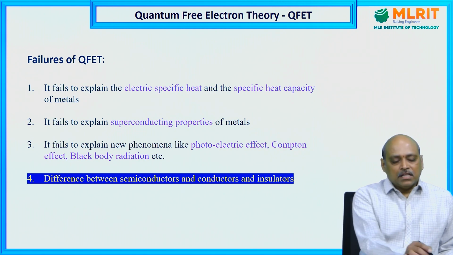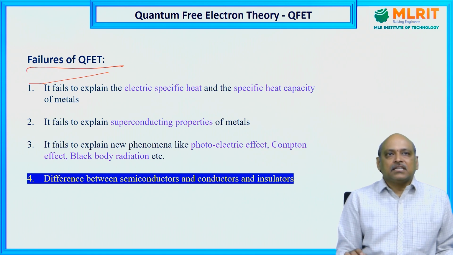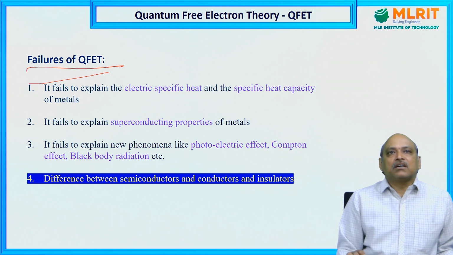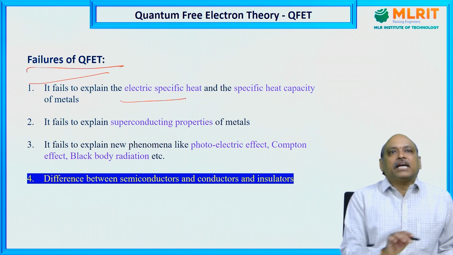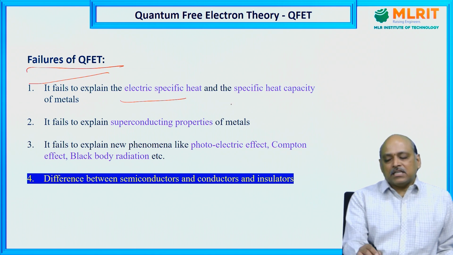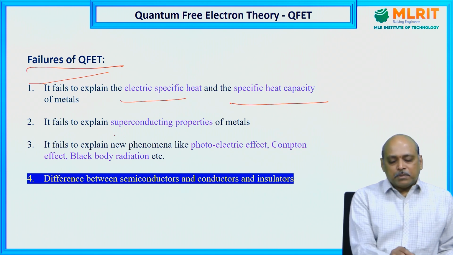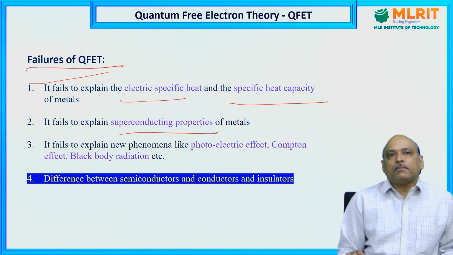Now if you take the failures of the quantum free electron theory, no theory can be expected to be 100% correct. Definitely it will have some successes and also some failures. Now, the failures of this quantum free electron theory: by using this theory we cannot explain the electronic specific heat and specific heat capacity of metals. This cannot be explained by using quantum free electron theory. And also, superconductivity cannot be explained by using this theory.